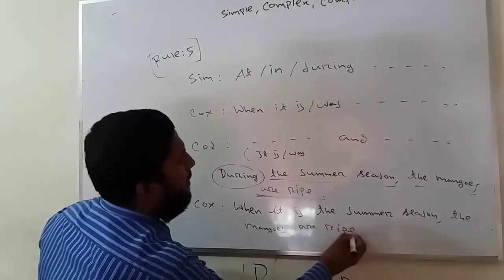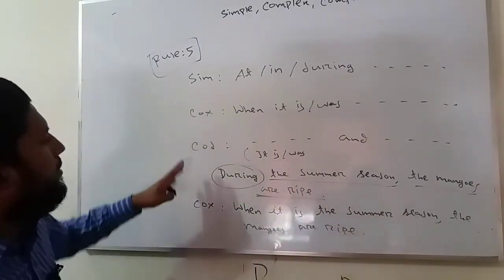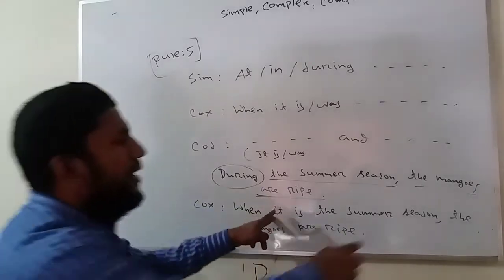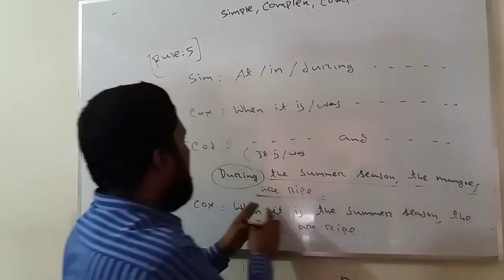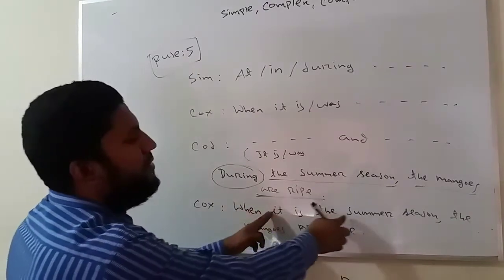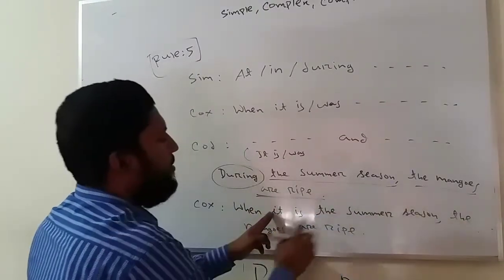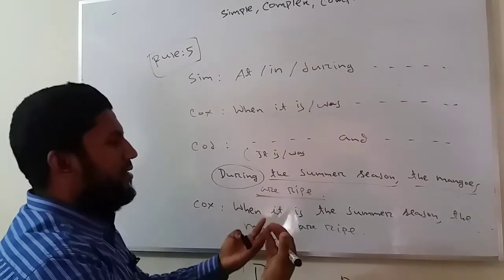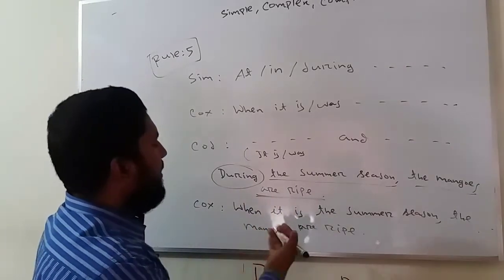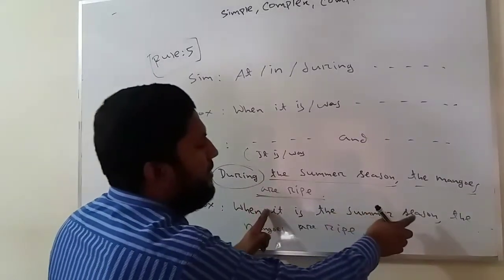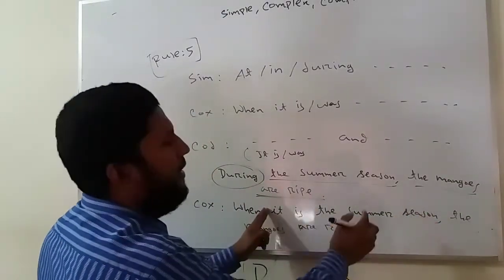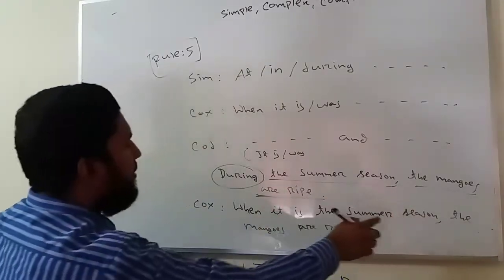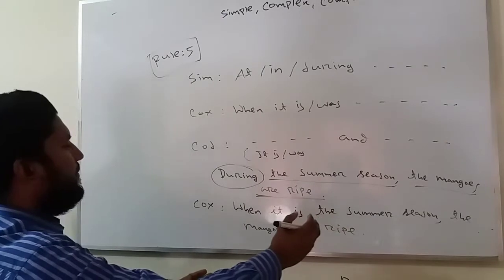If you are told to change into compound, it is very easy. You will start from it and put and here. So the sentence is, it is the summer season and the mangoes are ripe. If you want to make the sentence very smart or very interesting or very nice, then you can use it is the summer season and then the mangoes are ripe. It's optional. It is the summer season and then the mangoes are ripe.